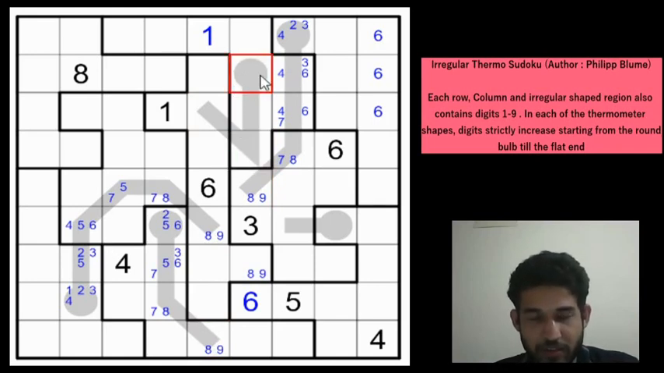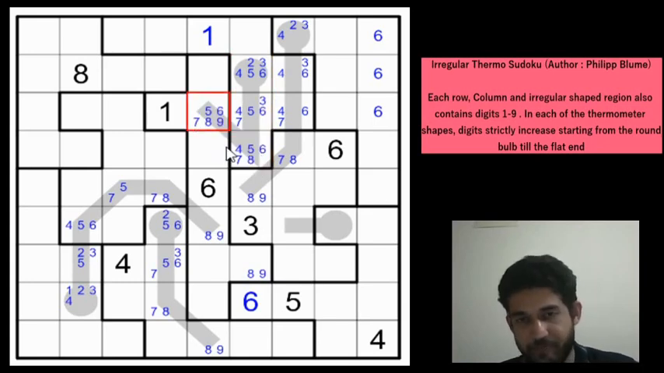So if you see this cell, minimum value is 2. 1 is not possible because it's in the same region. Minimum value is 2 and maximum value is 6, right? 6, 7, 8 and 9. So let us write the candidates. So this is going to be 2, 3, 4, 5 and 6. And this is going to be 3, 4, 5, 6 and 7. 4, 5, 6, 7, 8 and 5, 6, 7, 8 and 9.